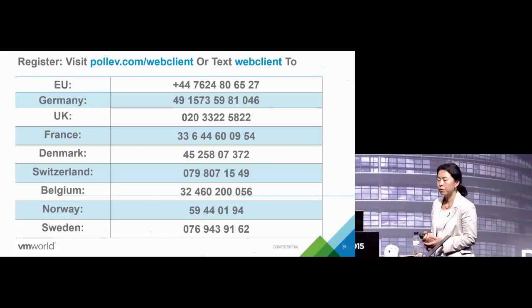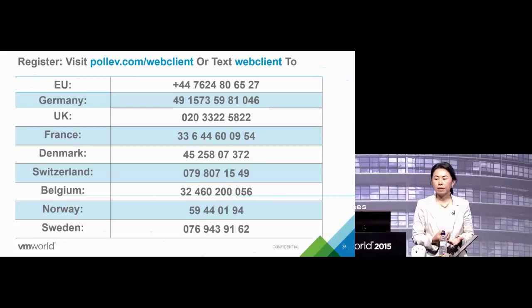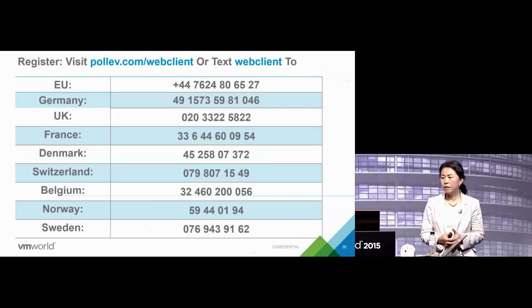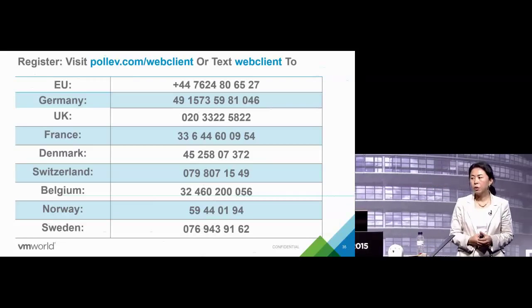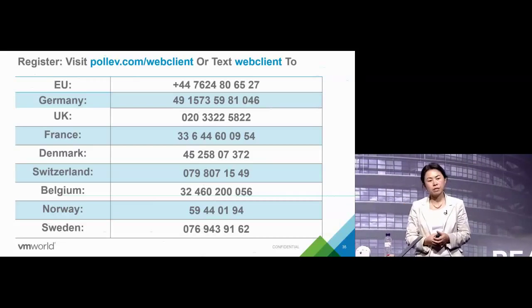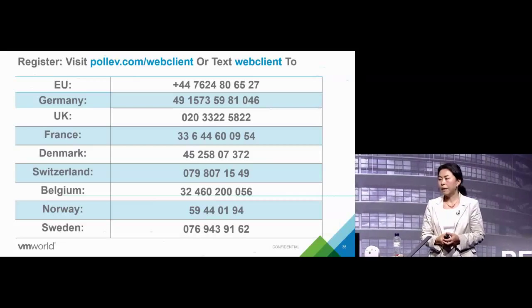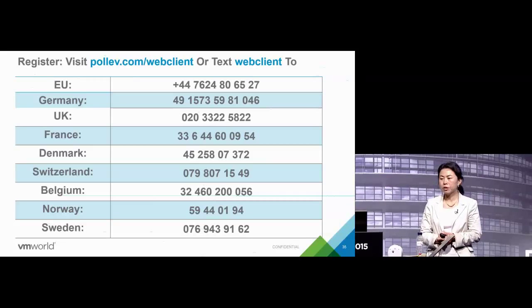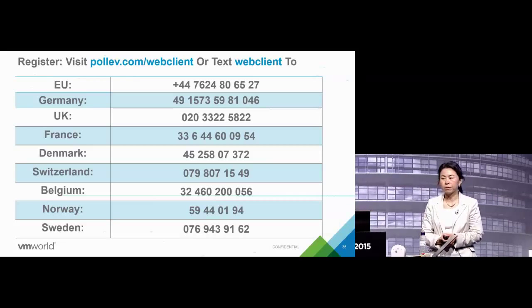So we're using this tool called Poll Everywhere. On your laptop or on your smartphone, you can type in pollev.com/webclient, or if you prefer to use a text, you can pick the phone number that's appropriate for you, and then type in web client, and then we'll give you instructions on what to type in. I'll pause here for a second while you're trying to figure out the phone number and be able to type it in. If you don't see your country on there, you can certainly use the EU number.